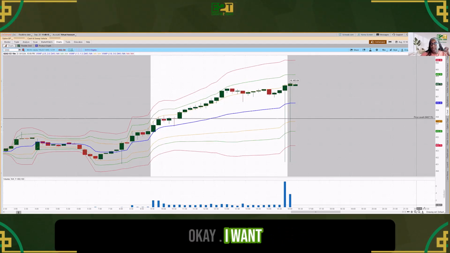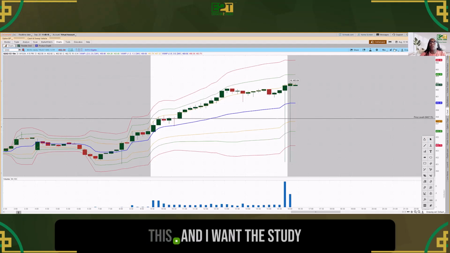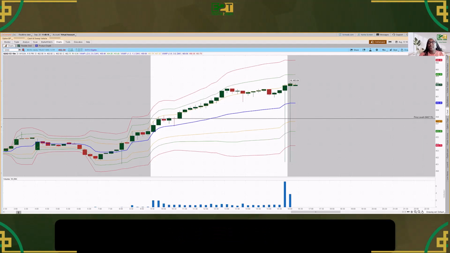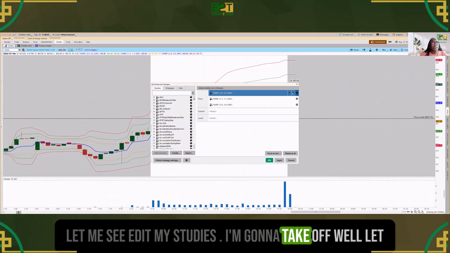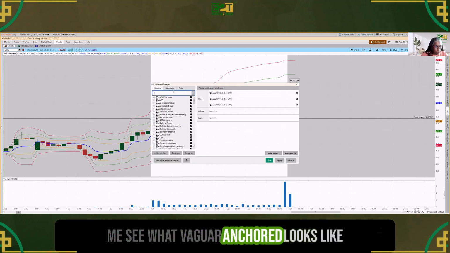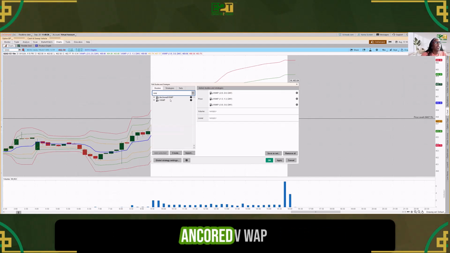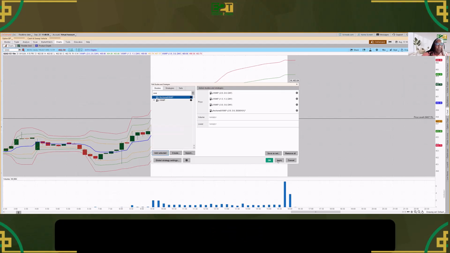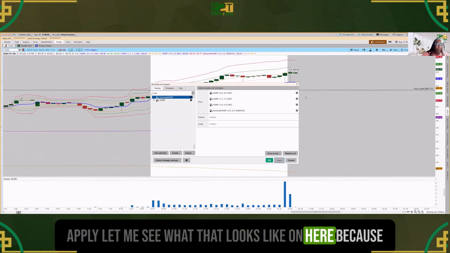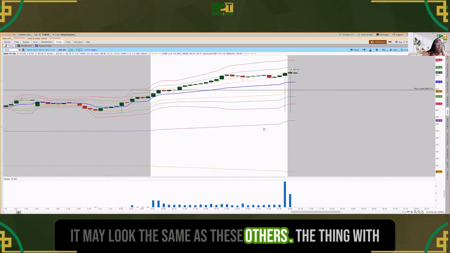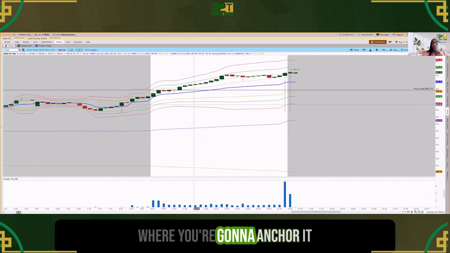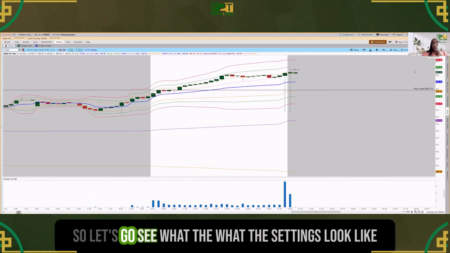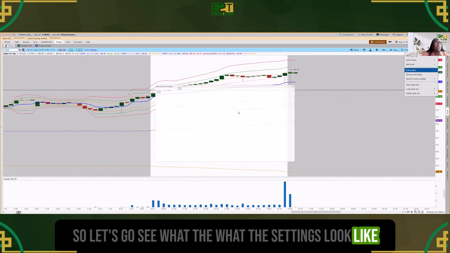Okay, I want this, and I want the study. Let me see, edit my studies. I'm going to take off, let me see what VWAP anchored looks like. Anchored VWAP. Add selected. Apply. Let me see what that looks like on here, because it may look the same as these others. The thing with the anchored VWAP, I think you need to pick where you're going to anchor it. So let's go see what the settings look like.